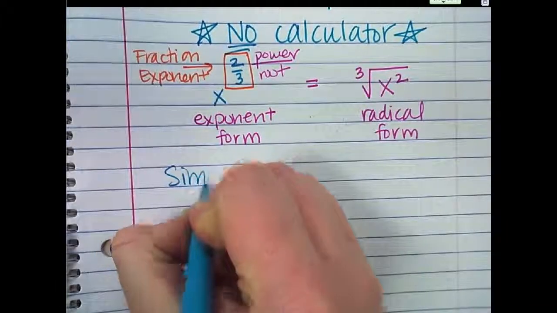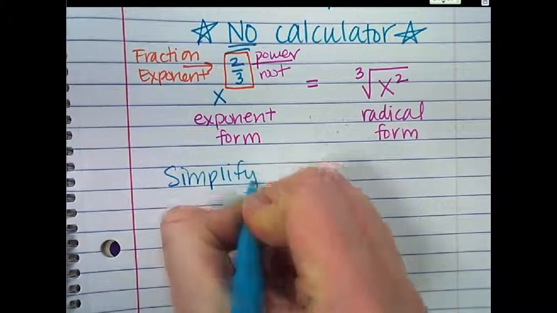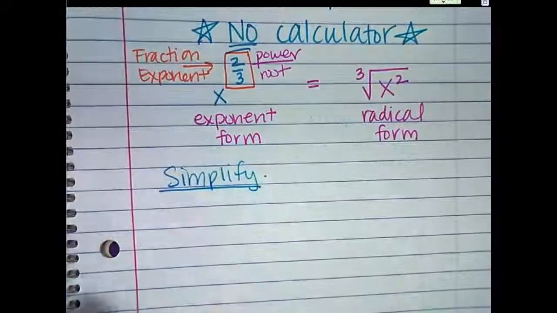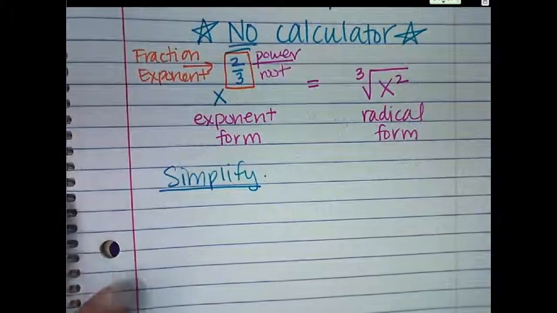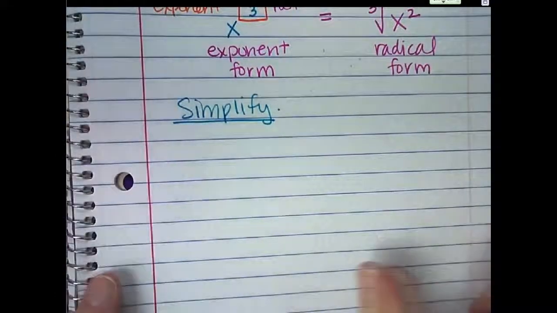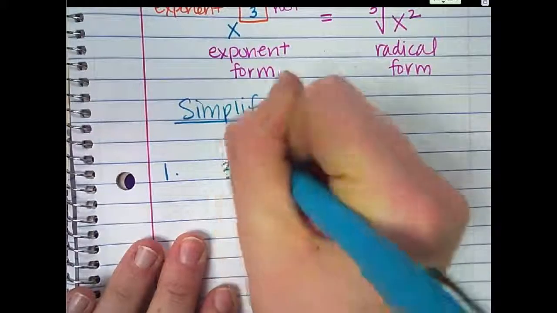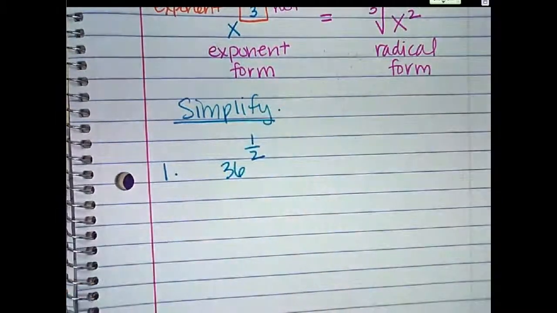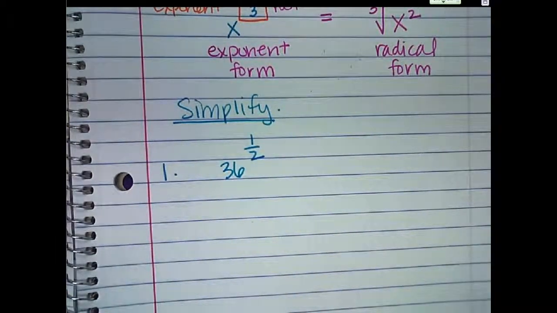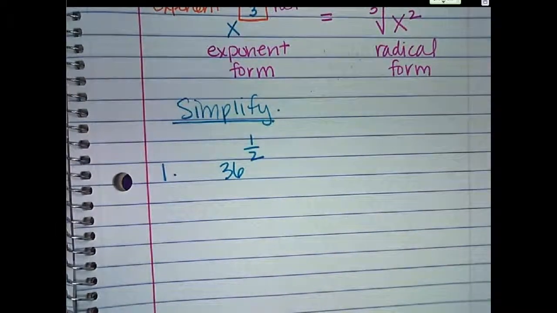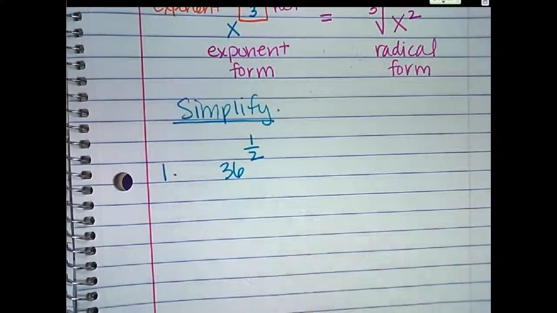Okay, so let's do a couple. Simplify. Number 1, 36 to the 1/2 power. This is why you don't get a calculator, because you can just put that in your calculator. But it's really like 2 steps. It's not bad.